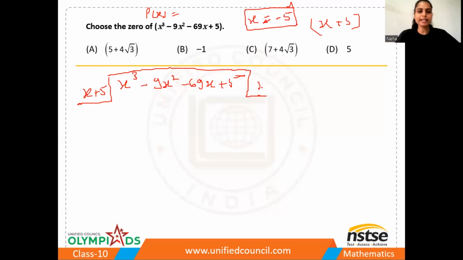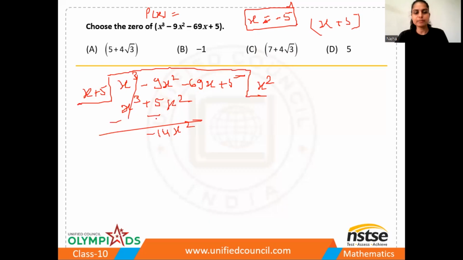Okay, so I can take x square first. So it becomes x cube plus 5x square, minus, so it becomes 0, and this becomes minus 14x square, right? Because minus 9 and minus 5 becomes minus 14. Minus 69x plus 5. Correct.